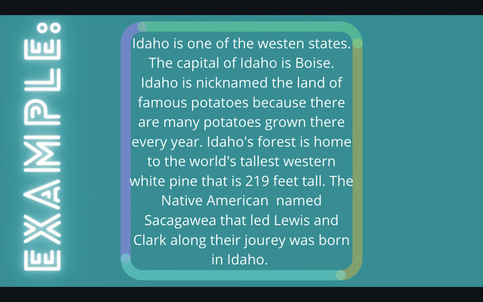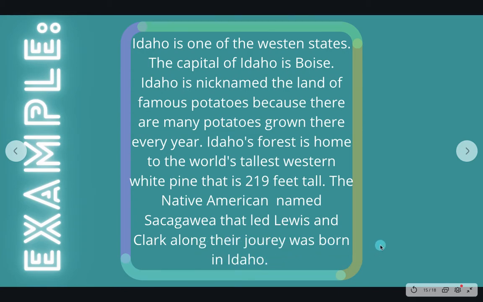From my research, I watched my video, and I also looked at the National Geographic Kids page, and these are some facts that I came up with. So my 3rd through 5th sentences go, Idaho is nicknamed the land of famous potatoes because there are so many potatoes grown there every year. So there's my 3rd sentence. My 4th sentence, Idaho's forest is home to the world's tallest western white pine that is 219 feet tall. There's my 4th sentence. And finally, my last sentence. The Native American named Sacagawea that led Lewis and Clark along their journey was born in Idaho.